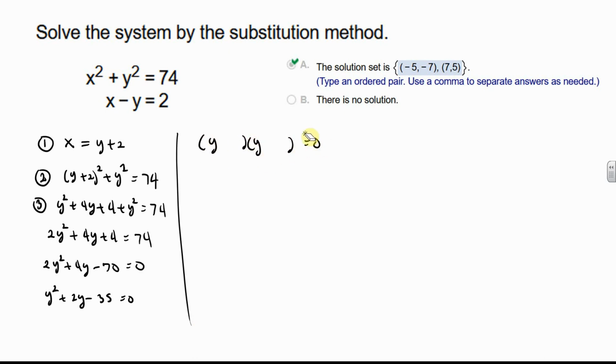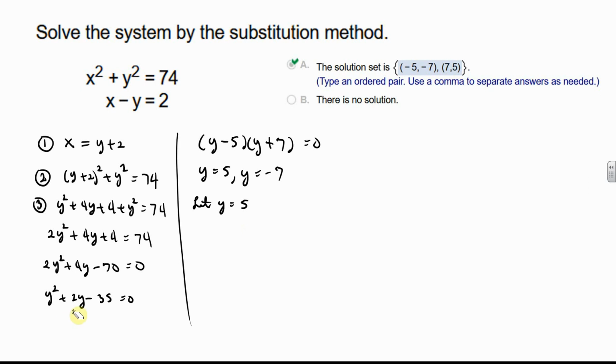I need two numbers that when I multiply I get negative 35 and when I add them I get 2. I'm thinking 5 and 7. One has to be negative, one has to be positive because of the setup here with the plus 2y and the minus 35. The bigger number has to be positive because the result is plus 2y, so that has to be negative. So I get y equal to 5 and y equal to negative 7. So let y equal to 5.